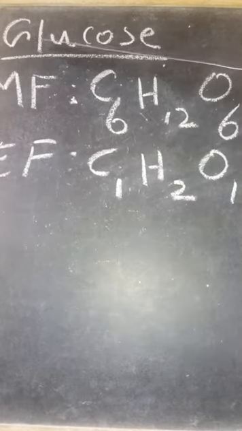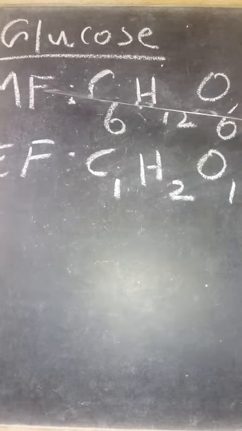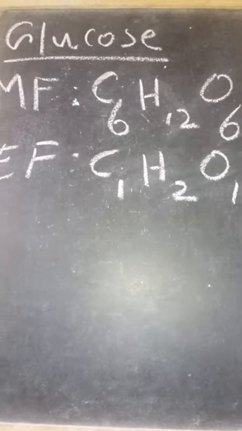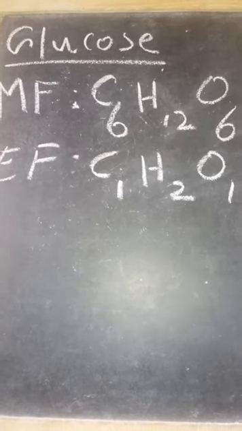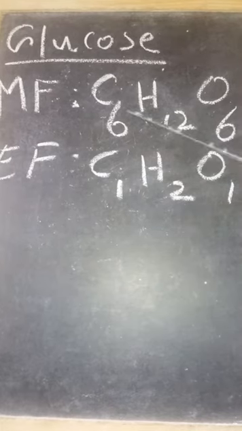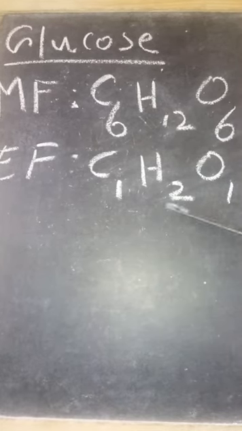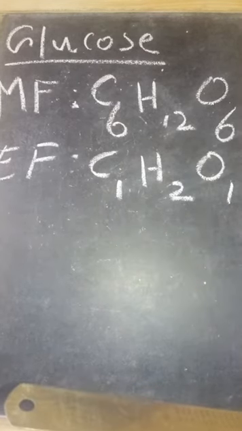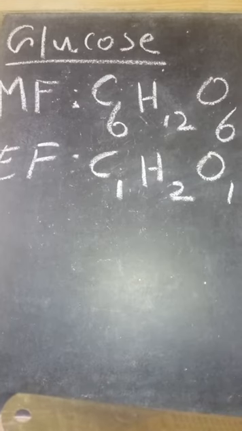Let us take the example of glucose. Molecular formula of glucose is C6H12O6. Thus, molecular formula shows the exact number of different types of atoms present in the molecule of the compound. The same glucose will have empirical formula C1H2O1. So, empirical formula represents the simplest whole number ratio of various atoms present in a compound.